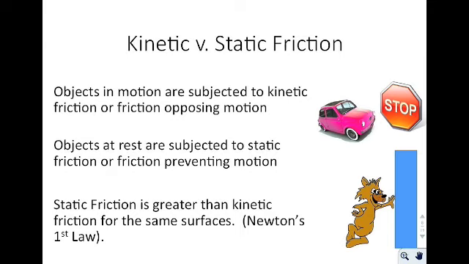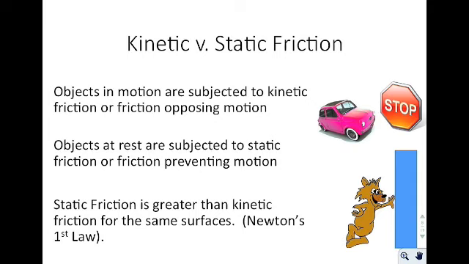There are two types of friction. The first one is kinetic, the second one is static. Kinetic friction, the term kinetic itself means moving. So whenever you have kinetic friction, it's the friction that opposes motion. Now, static friction, static means at rest. So whenever you see static friction, it's the friction that keeps an object not moving.